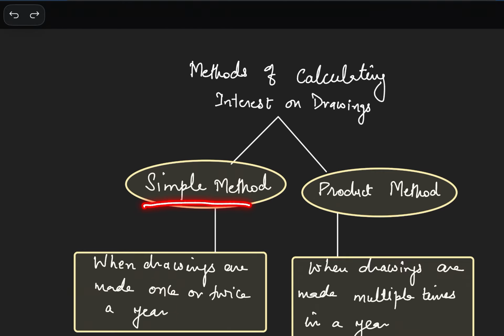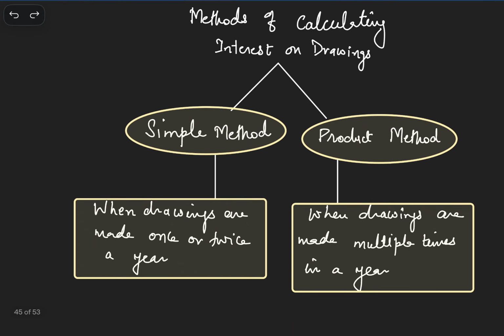First is the simple method and the second one is the product method. The simple method is used when drawings are made once or twice in a year by a partner, whereas the product method is used when drawings are made multiple times in a year. So in this way, the product method is most beneficial because the calculation becomes less. Let's see the formula.